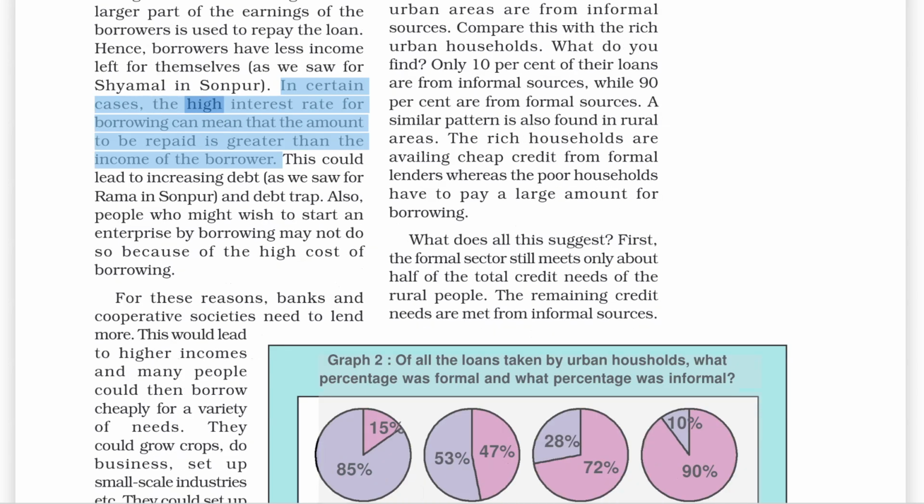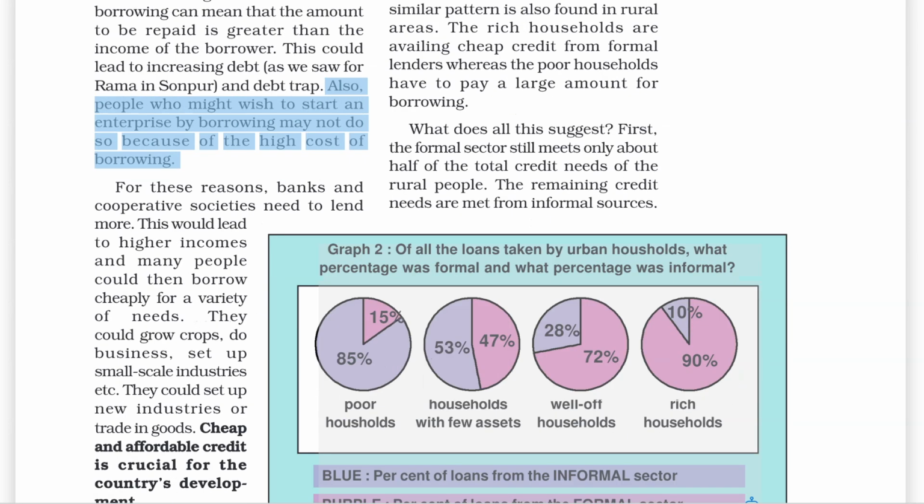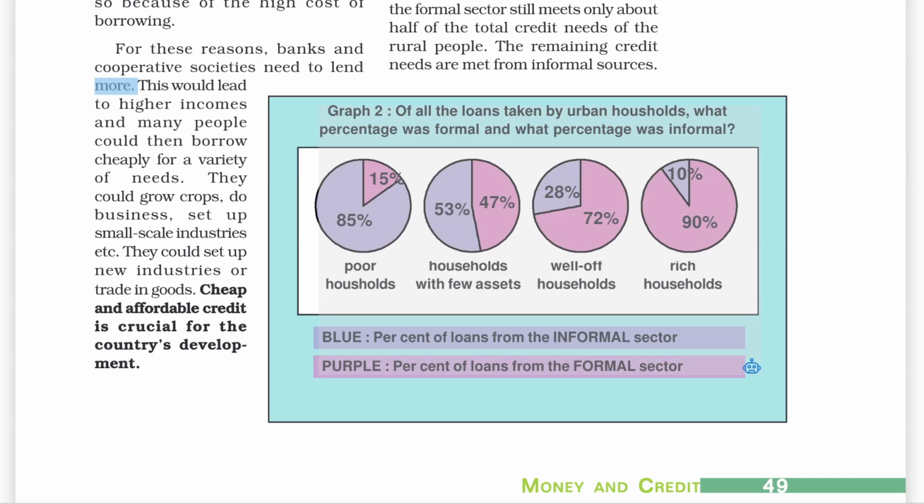In certain cases, the high interest rate for borrowing can mean that the amount to be repaid is greater than the income of the borrower. This could lead to increasing debt, as we saw for Rama in Sampur, and debt trap. Also, people who might wish to start an enterprise by borrowing may not do so because of the high cost of borrowing. For these reasons, banks and cooperative societies need to lend more.